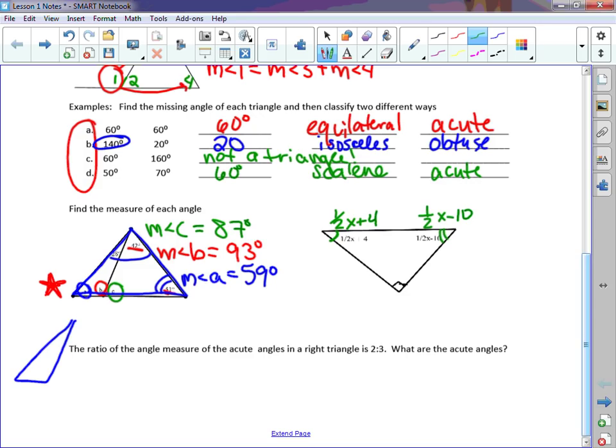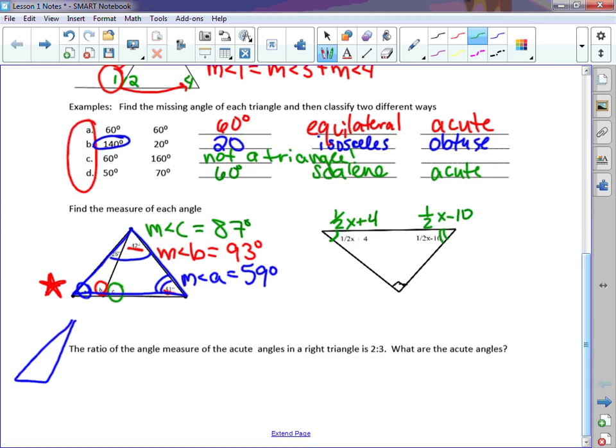Right triangles do not always have congruent acute angles. In fact, we have an entire unit on special right triangles. A 30-60-90 and a 45-45-90 triangle have special properties. So do not assume that these are each 45 degrees apiece. They are not equal unless they tell you or give you some type of marking to indicate that they are the same.